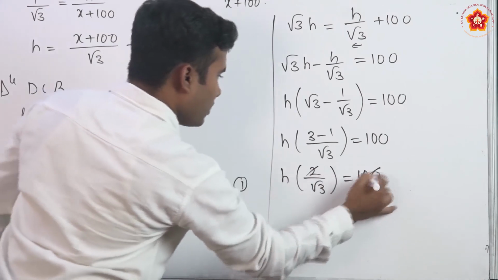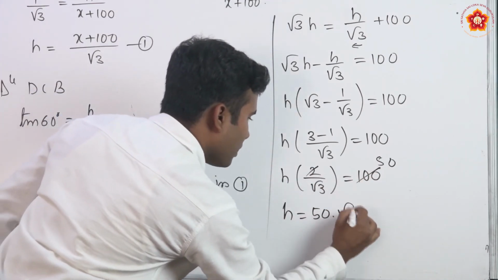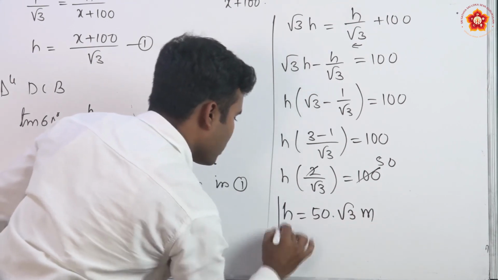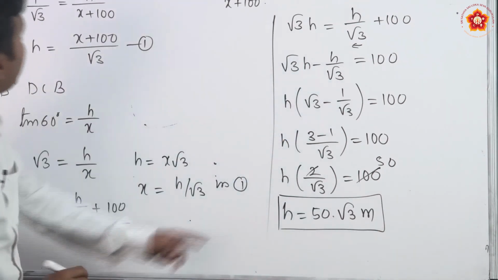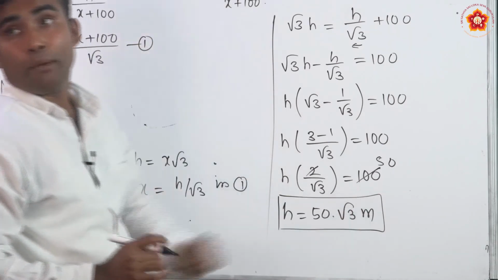So, 2 ones are 2, 50s are 50. What is h now? 50 times root 3 meter. So, now we got the height of the tower is 50 times root 3 meter.